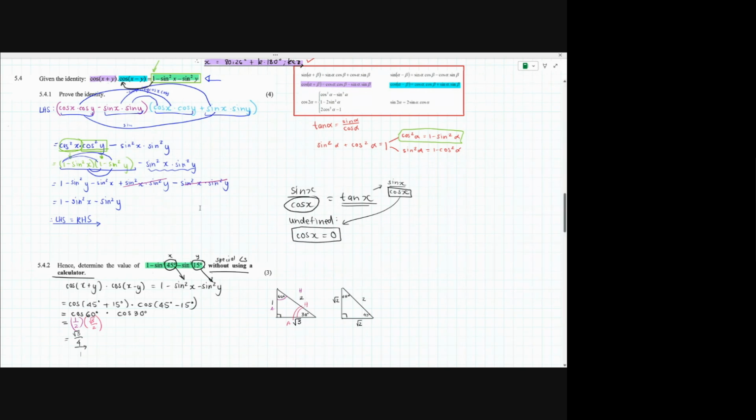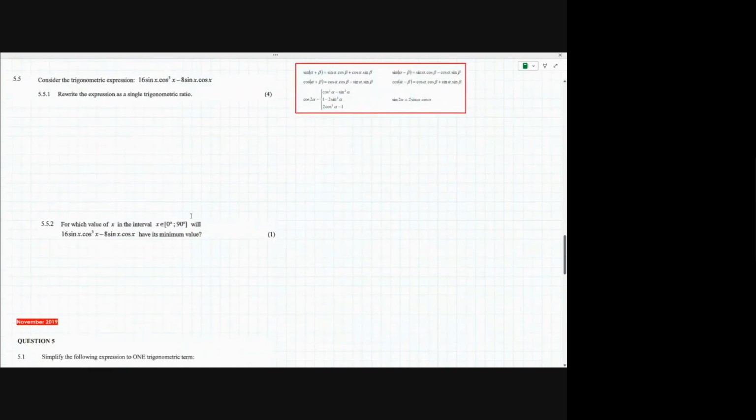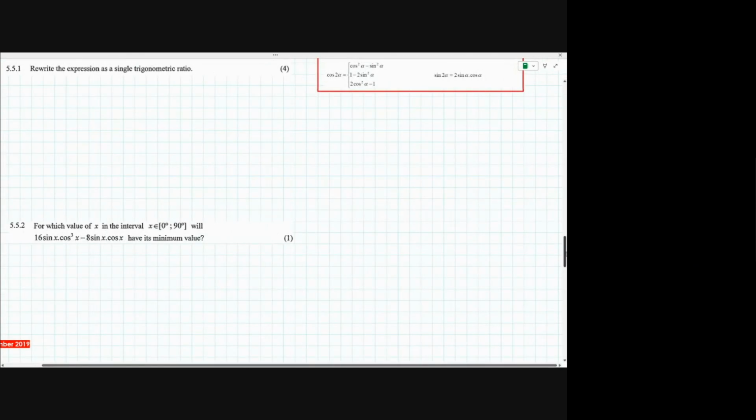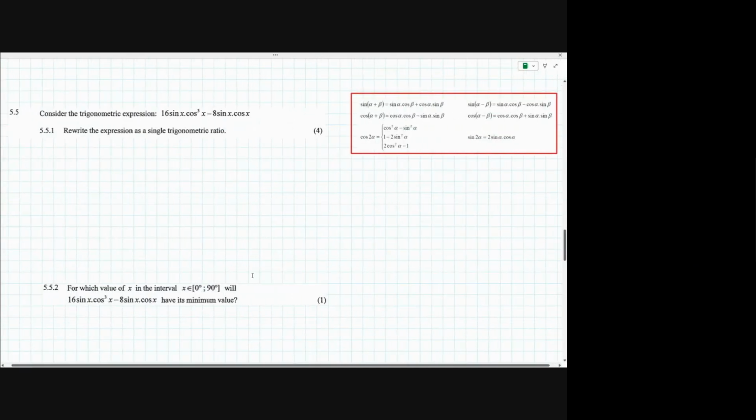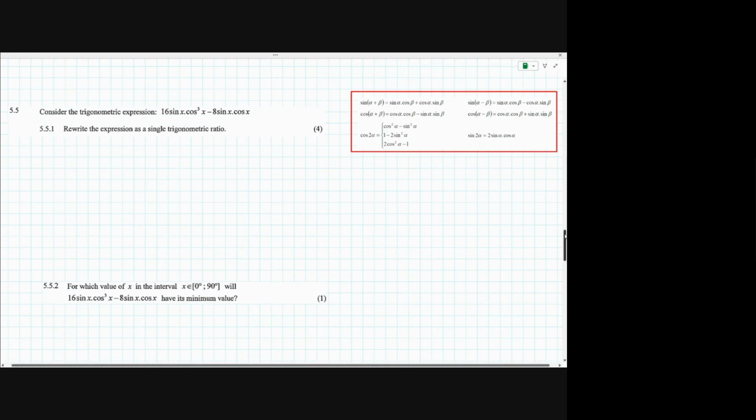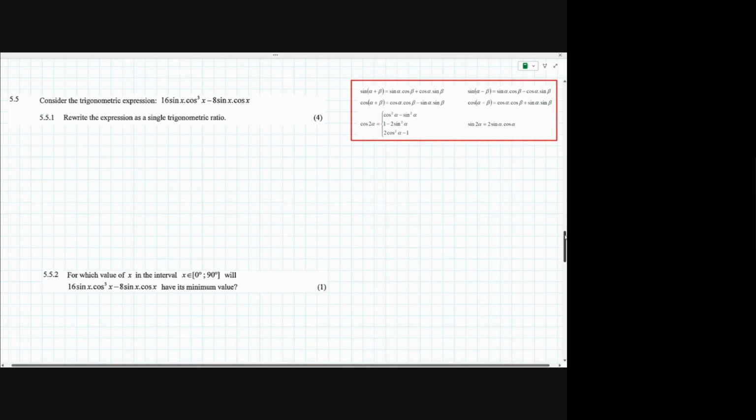Cool. All right, so what we have here is: consider the trigonometric ratio 16 sine x times cos cubed x minus 8 sine x cos x. We want to do a few things, but the first question asks me, rewrite the expression as a single trigonometric ratio. Now, again, we might look at this and think, no, thank you. It was nice of you to offer, but no thanks. However, start to identify things that you can make links with.